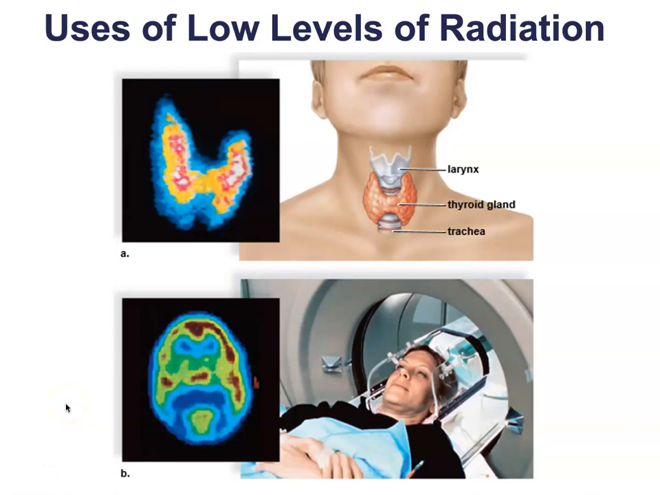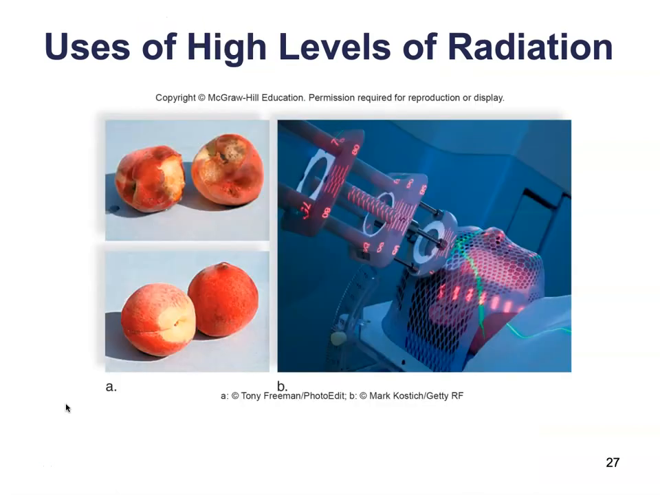Just like really low levels of radiation can be used for imaging in the body, we can also use high levels of radiation. Some radioactive substances in the environment can actually harm cells. They can damage DNA. They can cause cancer. So high levels of radiation would be like overexposure to sunlight. However, we can use this to our advantage.